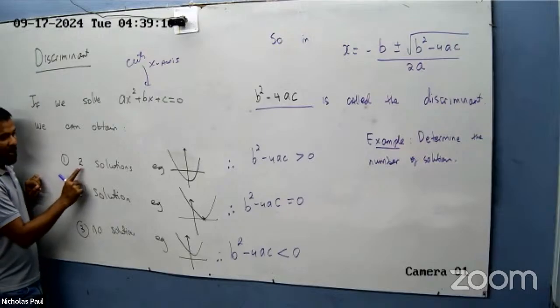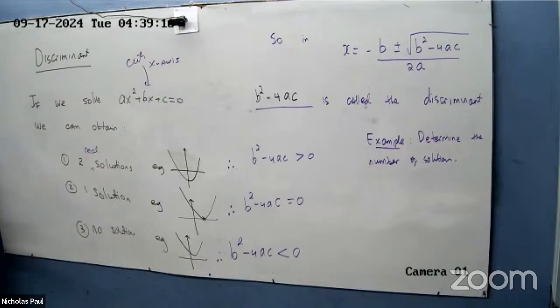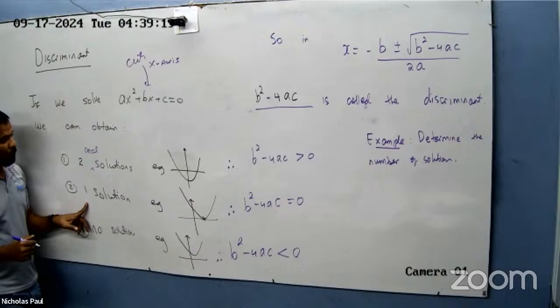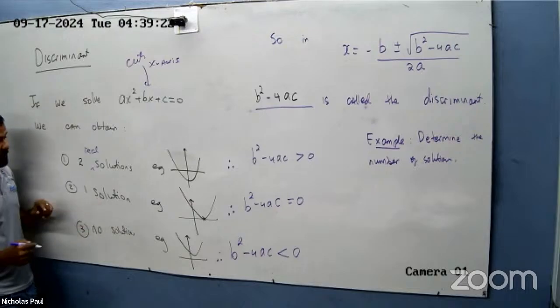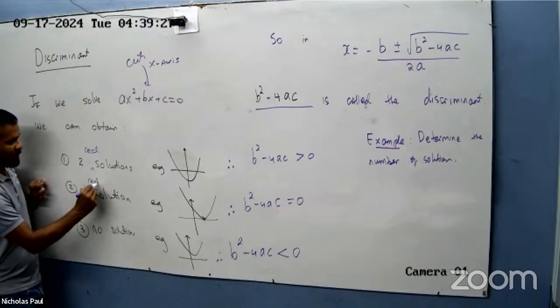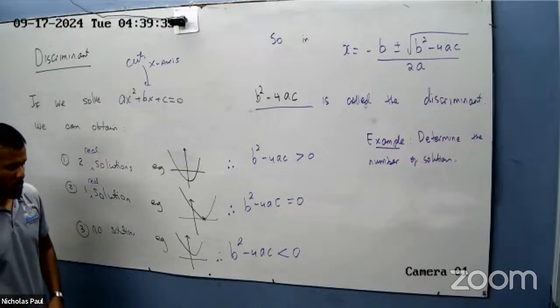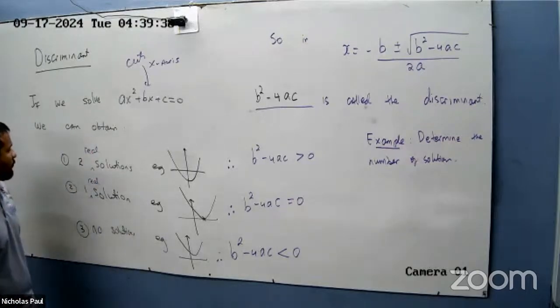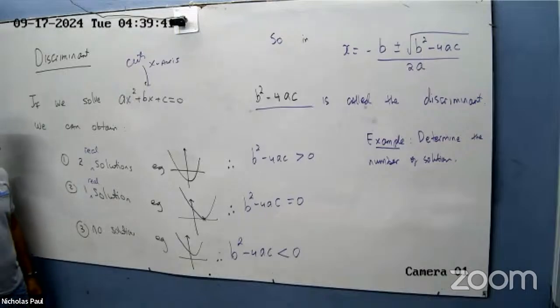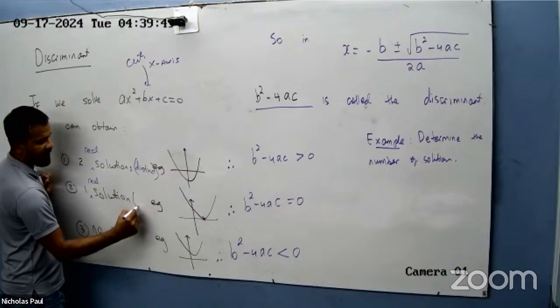Here we have two, we call them real solutions, because you're going to get actual values. Here you have one solution, or sometimes we could say one real solution. Here is no solution. So just add the word real. It's creating distinct here and equal as well.